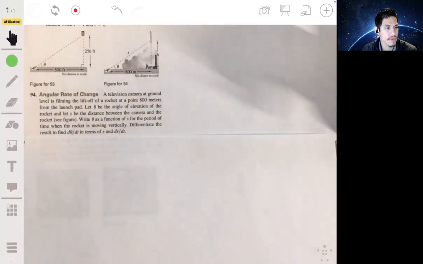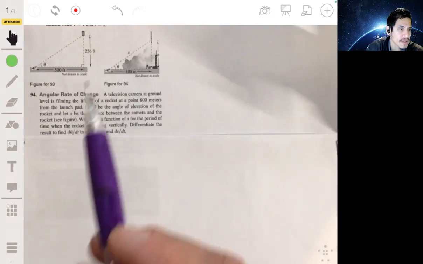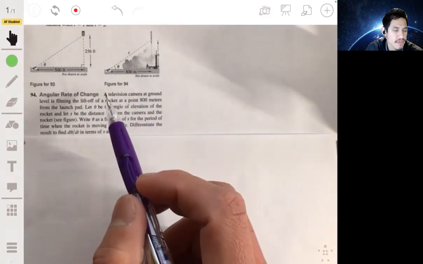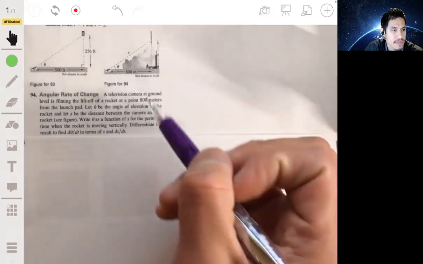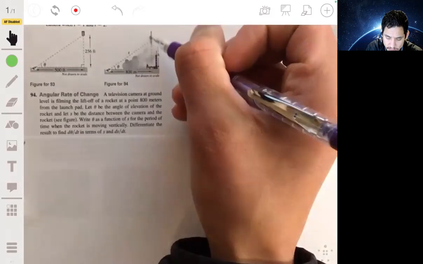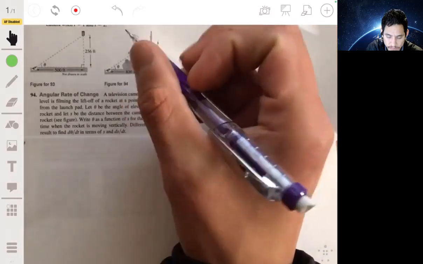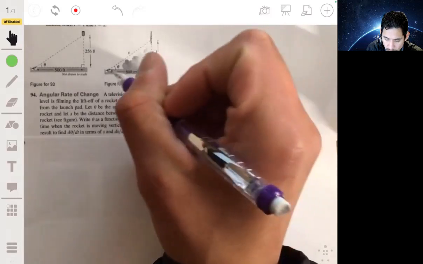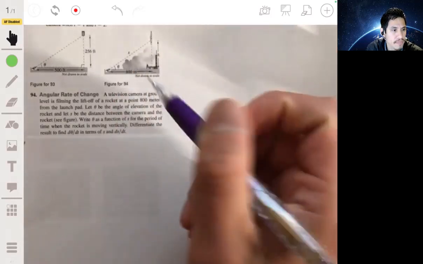All right, so problem 94, we have this television camera on the ground level that's filming the liftoff of a rocket at a point 800 meters from the launch pad. So that's what this diagram here is. Here's the rocket. Camera's over here. The horizontal distance, 800 meters, is the base of this right triangle.